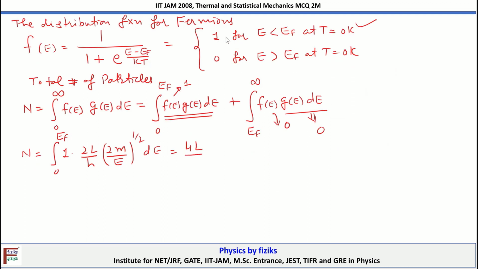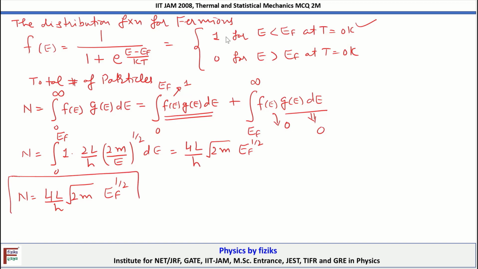Another factor of 1 by 2 comes from the integration, so that's why here it becomes 4L by h times (2m EF) to the power 1 by 2. So N is equal to 4L by h, (2m EF) to the power 1 by 2. This gives the total number of particles in terms of Fermi energy.